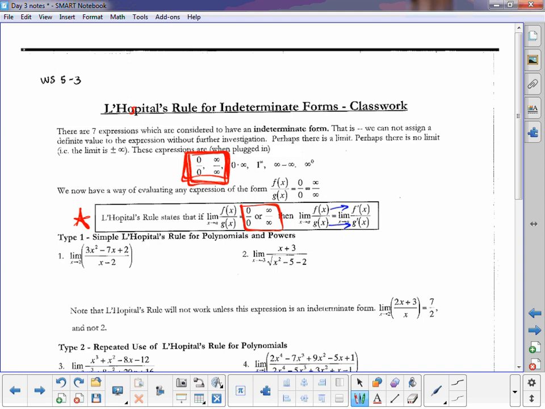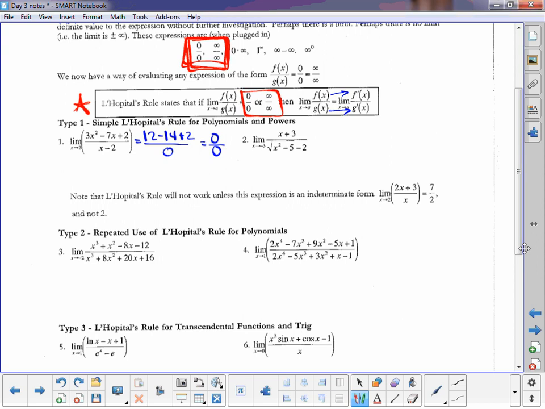Alright, so here's a couple of simple ones. We look here. If I take 2 and put it in, we have to do some algebra. 2 squared is 4, times 3 is 12. Correct me if I do any of my math wrong. 2 times 7 is negative 14, plus 2, that's 0. Do you guys agree that that's 0 over 0? Okay. So we get that indeterminate form 0 over 0.